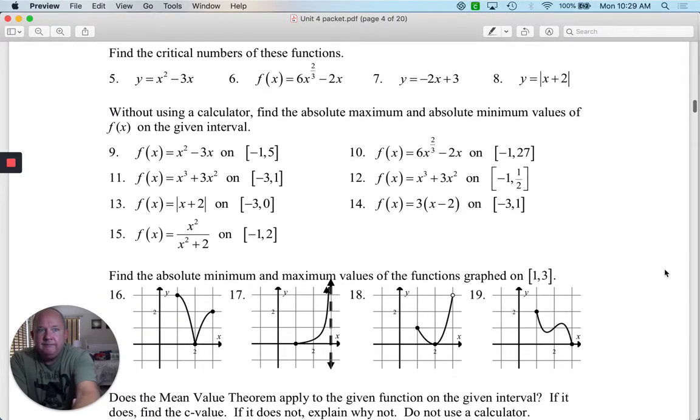Number 5. So in number 5, it says find the critical numbers of these functions. So it's y equals x squared subtract 3x. So first of all, what is a critical number in calculus? A critical number is one where you take the first derivative, and it's what values make the first derivative equal to 0, or what values make the first derivative undefined. So we're going to look at both scenarios. So number 5, I'm going to write it down and then I'm going to show you my work. So y equals x squared subtract 3x.